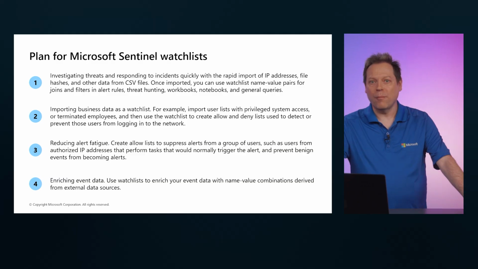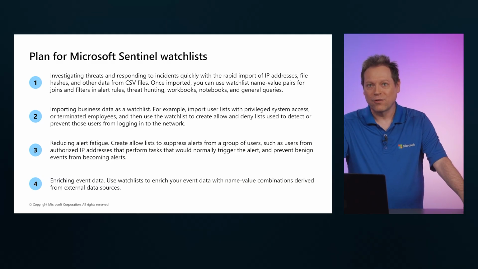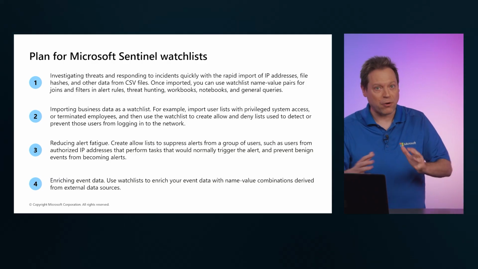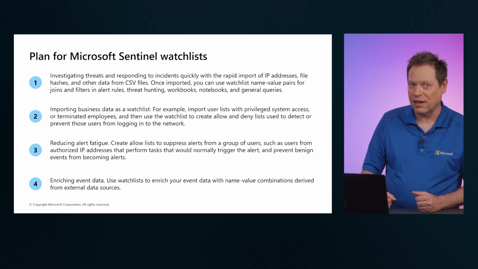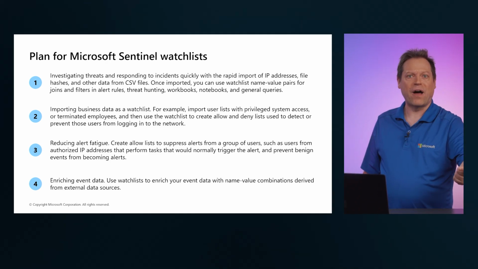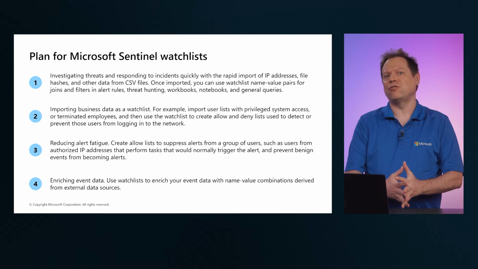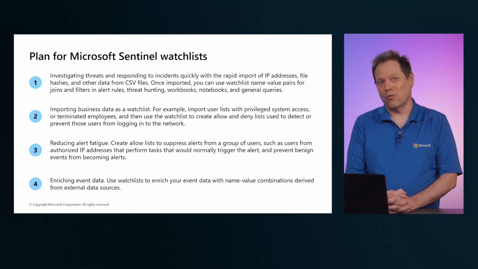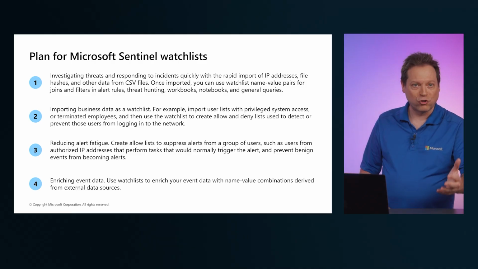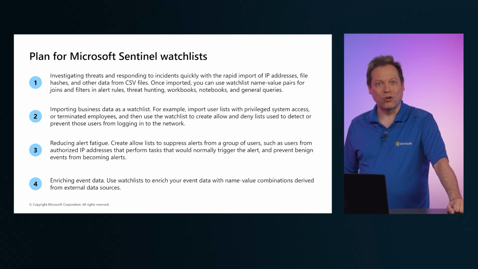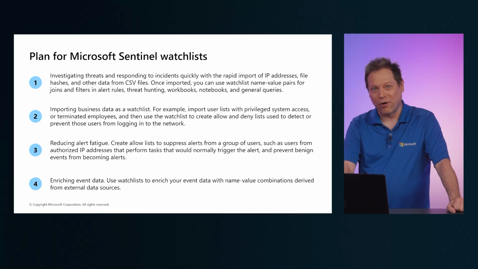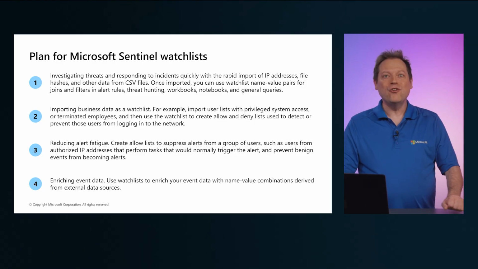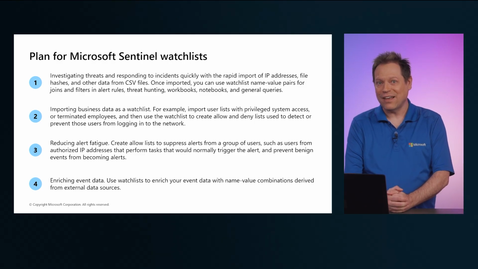There are several common ways to use watchlists. First, they help you investigate threats and respond to incidents quickly by rapidly importing indicators like IP addresses, file hashes, and other values from CSV files. Once imported, you can use watchlist name-value pairs for joins and filters in alert rules, hunting queries, workbooks, notebooks, and general queries. Second, you can import business data as a watchlist.